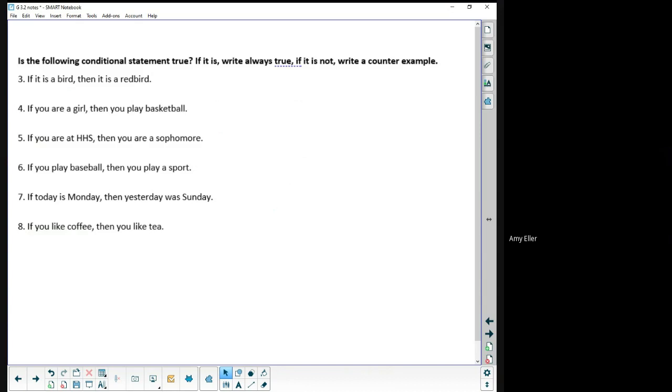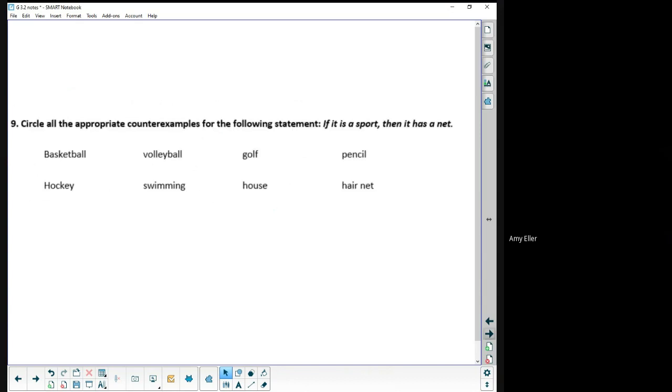Questions on counterexample? Okay, last one. Circle. Don't look at your partners. Do it yourself. No peeking. Circle all the appropriate counterexamples for the following statement. If it is a sport, then it has a net.